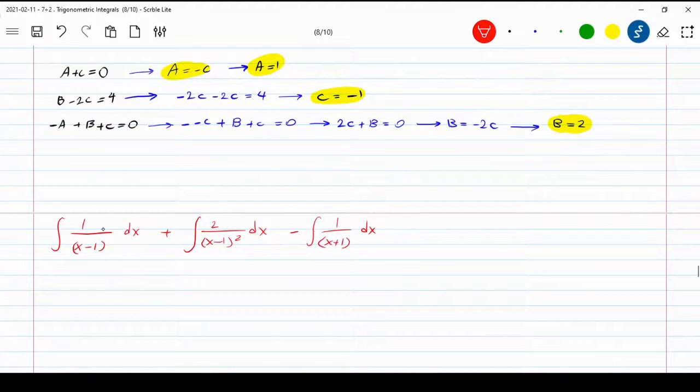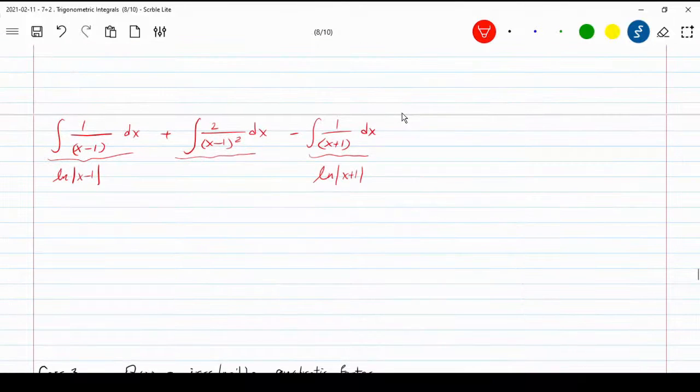In all of them, you can use substitution. There is no difficulty. The first one, simply you should be able to do that through substitution. You will get ln, absolute value of x minus 1. Similarly, the last one would be ln, absolute value of x plus 1. How about this term? Let me try to show you that in case some of you have forgotten.